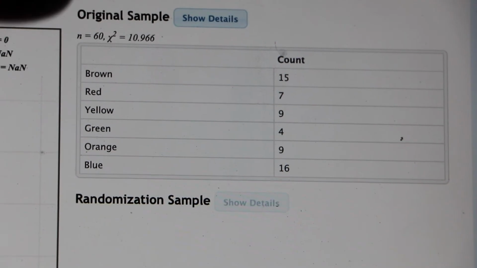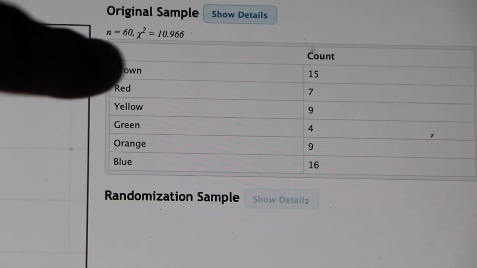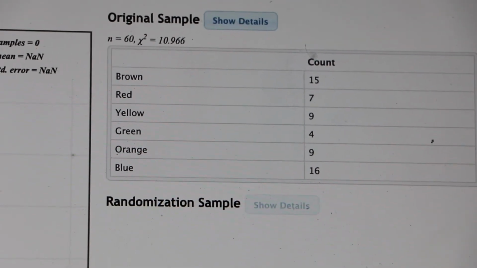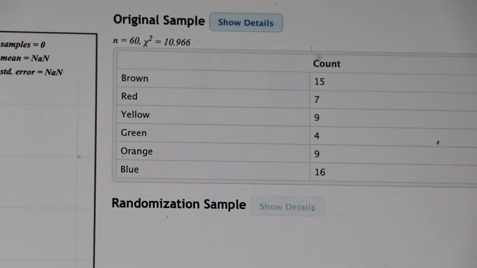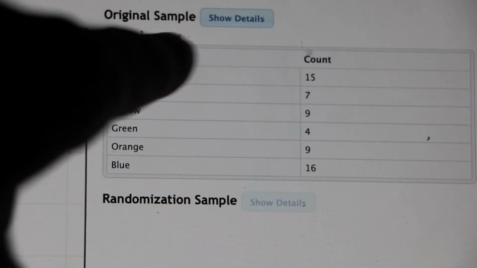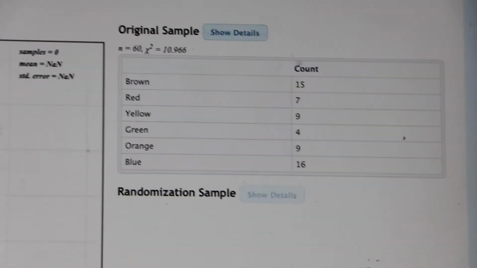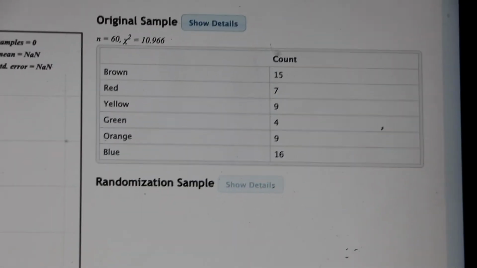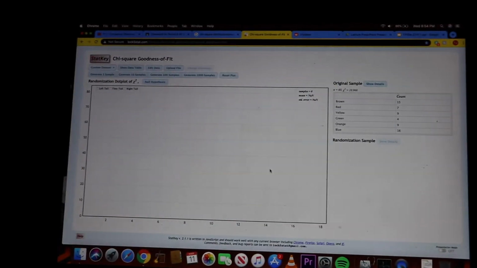So we have a sample size of n equals 60, and we have a chi-squared of about 10-ish. It's not exactly the same. That's okay. So check this out. I'm going to see where this chi-squared lies if we were to do this sampling over and over and over again, if we were to get a bunch of 60 M&Ms, so let's watch what happens here.